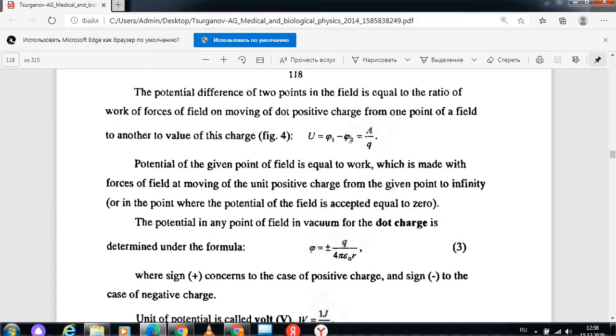Yes, so the potential of a given point of the field is equal to the work done by the forces of the field in moving a unit positive charge from the given point to infinity. Or to the end point where the potential of the field is accepted as equal to 0.